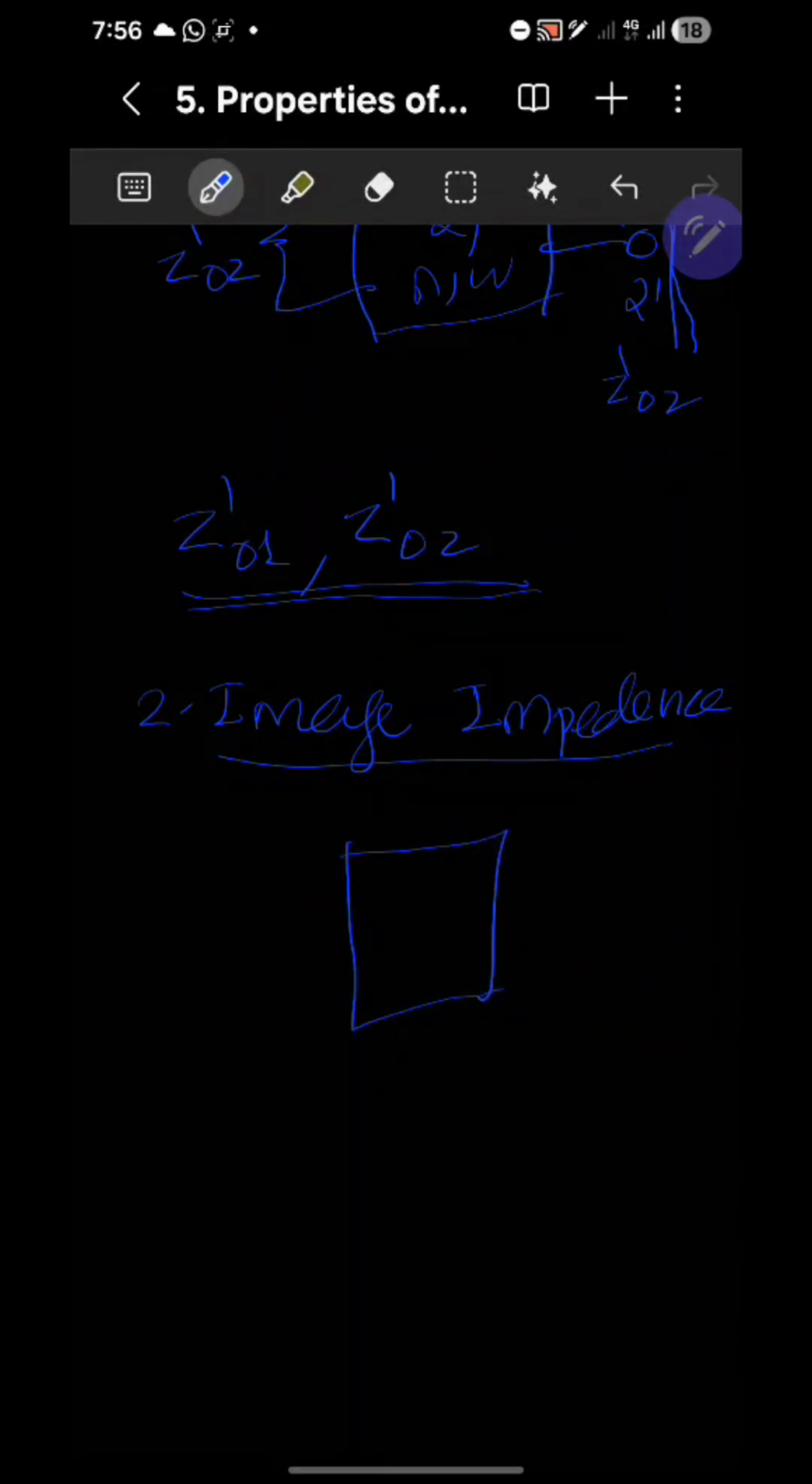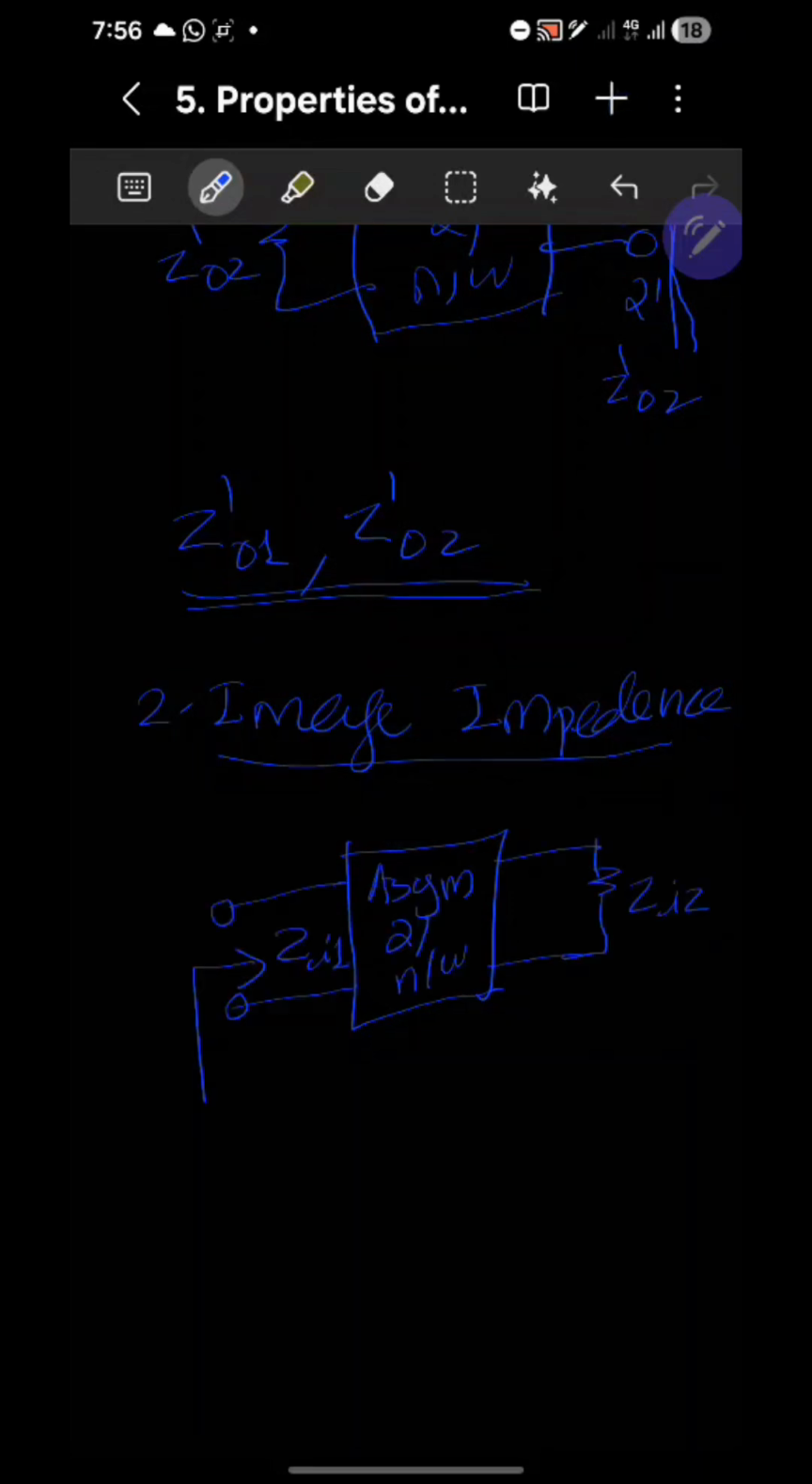Image impedance is an impedance of port 1. If we are terminating port 2, that means the output port of the network, by using an impedance, let us say Zi2, and if we are looking from the input side of the network, then we are seeing the impedance as Zi1. Then Zi1 is the image impedance with respect to port 1.